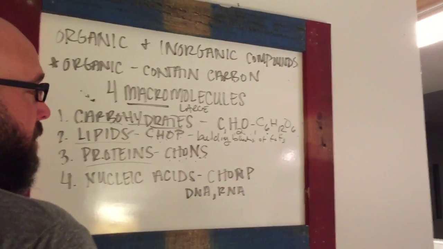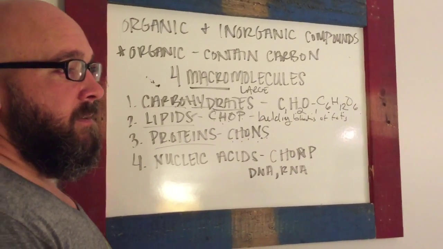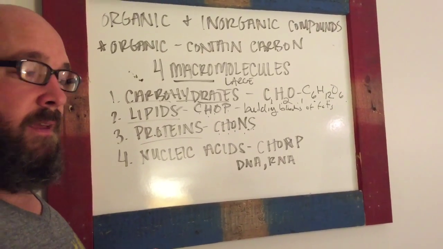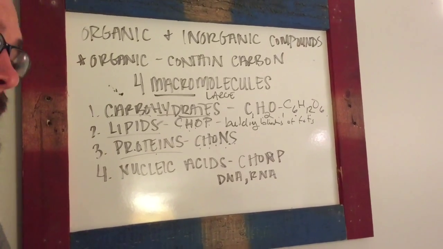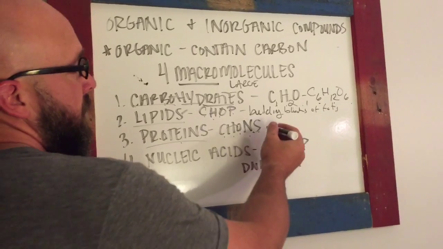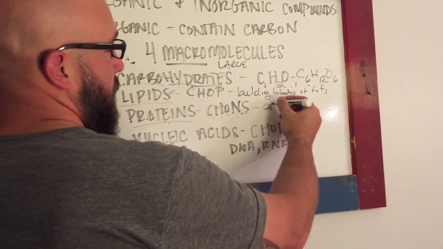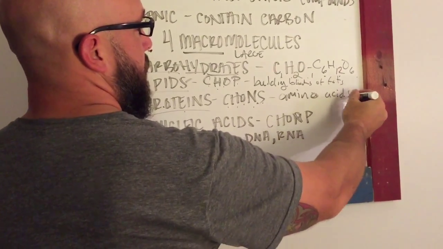So proteins are you. When DNA has the code for your genetics, that's what it's coding for, is to make the proteins. And then the proteins are your skin, your hair, your muscle, your bones, all these things. And proteins are made from amino acids.